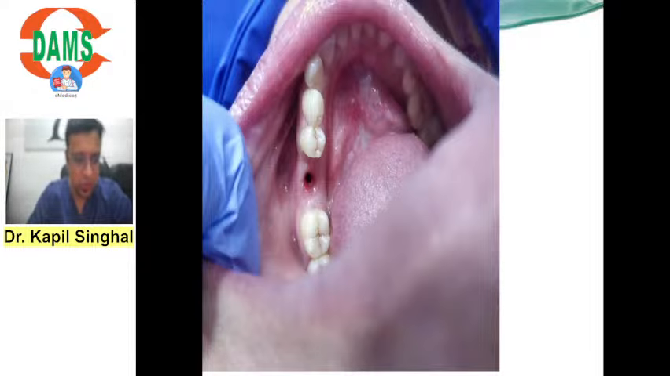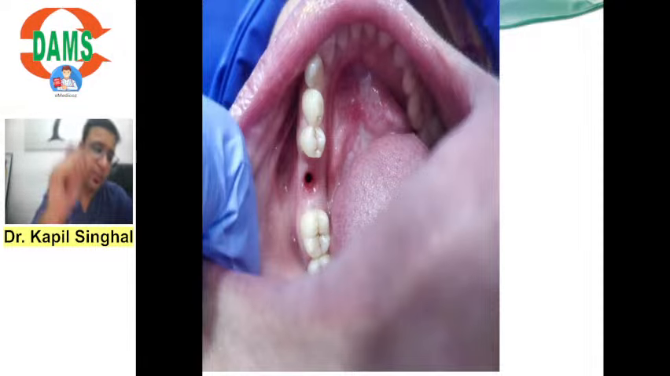So this is not an open tray impression technique. What is this? This is a closed tray impression technique. So I'll place that impression post over my implant, I'll tighten it and I'll take a tray up. I'll inject light body around my impression post. My assistant will mix the putty and give it to me. I'll insert that tray in my patient's mouth. As soon as the material sets, I'll remove that tray.